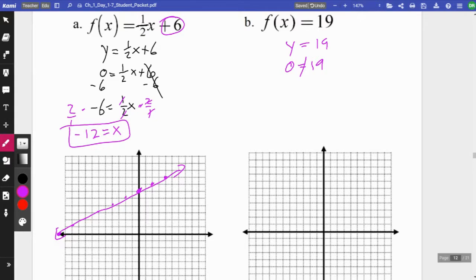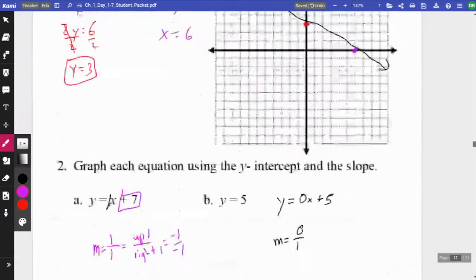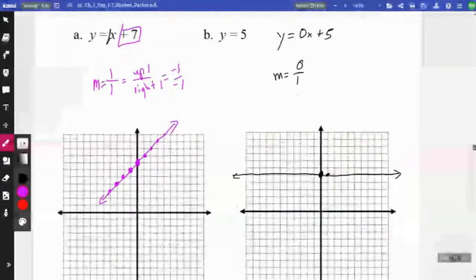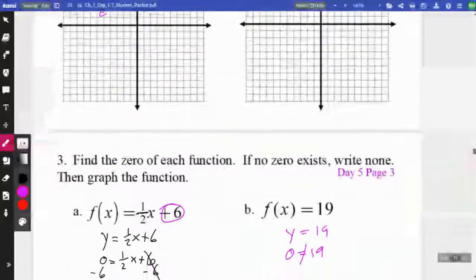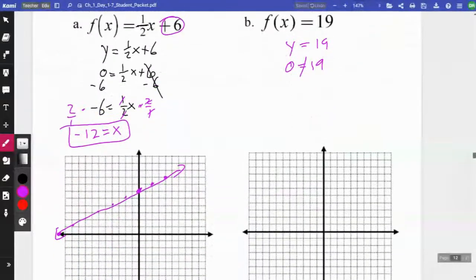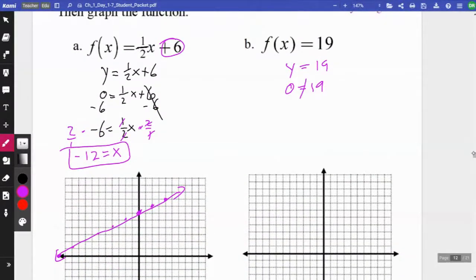And that should fit with what we just learned up here, in that if we have y equals 5, it's a horizontal line. Well, that doesn't cross the x-axis. This is a horizontal line too. At 19, it does not cross the x-axis. So it's just somewhere way up here on this graph.